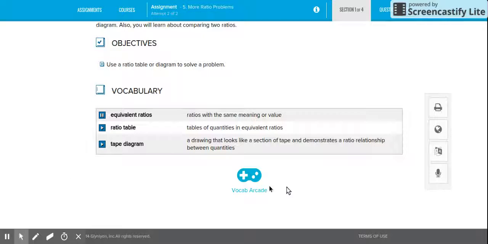Equivalent ratios. Ratio table. Tape diagram.